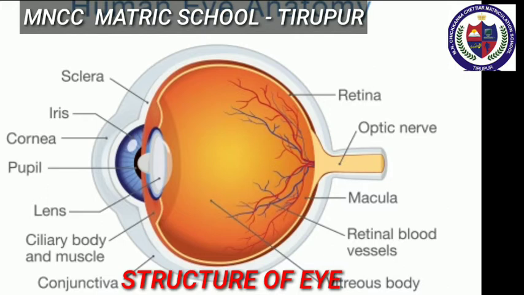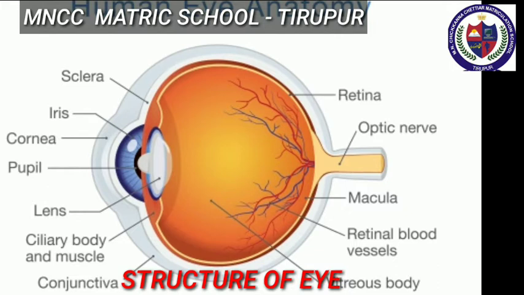So first one, cornea. This is the thin and transparent layer on the front surface of the eyeball. When light enters through the cornea, it refracts or bends the light on the lens.